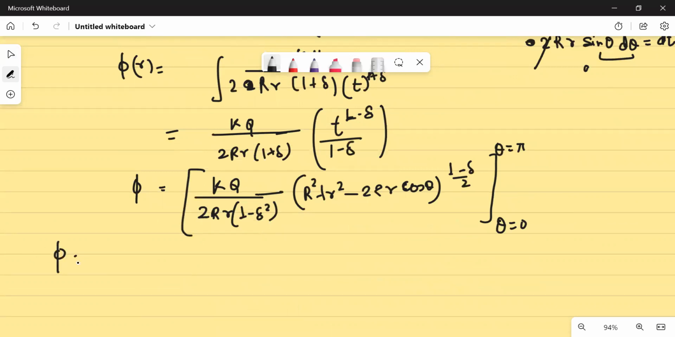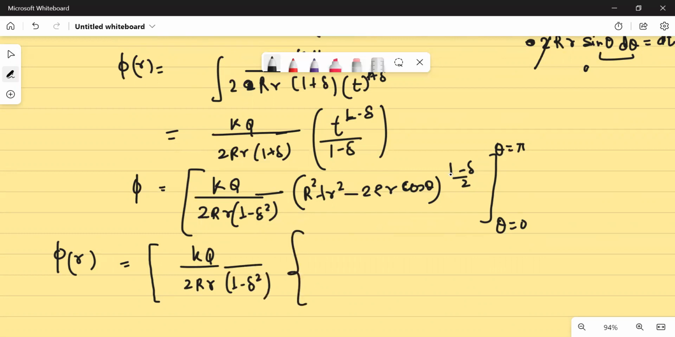So phi as a function of r, कुछ इसका काम कर लें क्या, नहीं तो दिक्कत होगी. एक काम करते रुक जाओ. ठीक है, यहां तक I think it's clear. This will be like equivalent. If you write this pi, so cos pi is -1, so this will be kq upon 2 capital R 1 minus of del square, और अगर आपने theta equals to pi रखा तो कितना है? cos pi is -1, this is R square plus small r square plus 2 capital R small r, so this is R plus r का whole square की power 1 minus del.